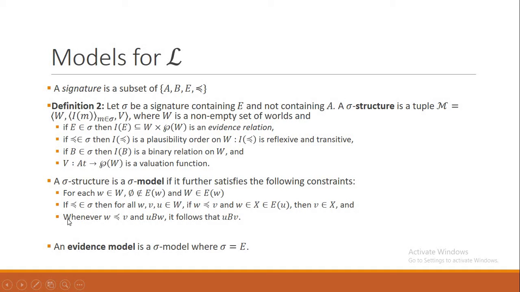And the third constraint is whenever W is less plausible or as plausible as V, and W is accessible to you through B, it follows that V is accessible to you through B as well. And that's also a bit similar to the second constraint. If a world V is more plausible than a world W, or as plausible, of course, and at our current world we're considering W as possibly the actual world, as in we're considering believing that it is the actual world, then we should also be considering V, the more plausible world, that it might also be the actual world. It should also be under consideration for our beliefs. And finally, an evidence model is just a sigma model where the signature consists of only the evidence relation E.